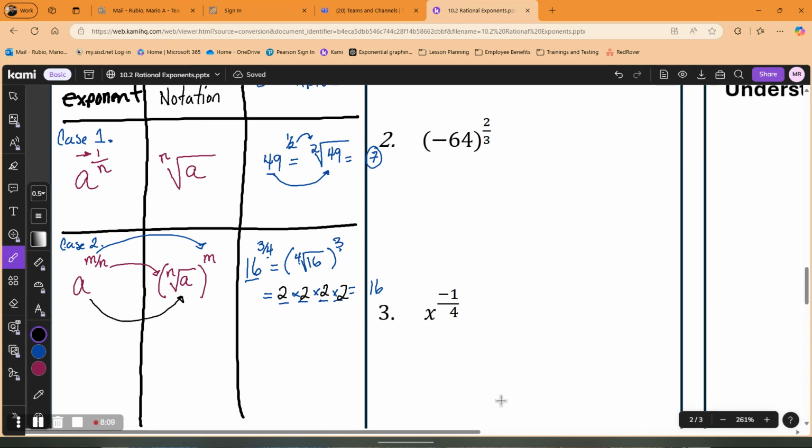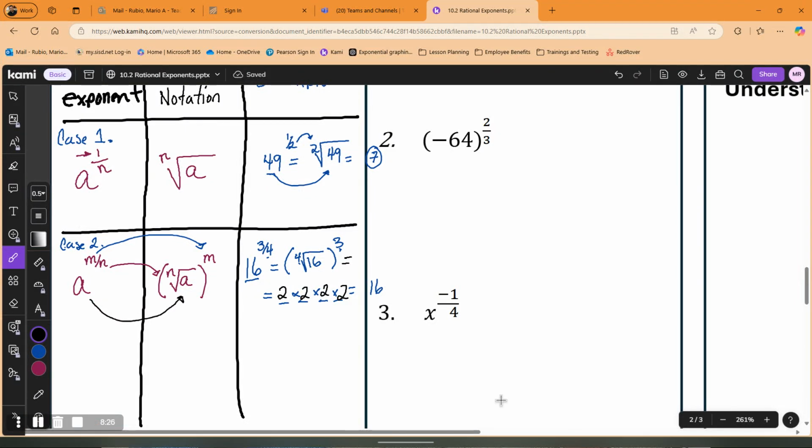Times 2 is not, that's 32. Oh, my bad, I'm dumb. 2 times 2 is 4, times 2 is 8, times 2 is 16. That's where it comes from. Okay, so now we got to break it down.